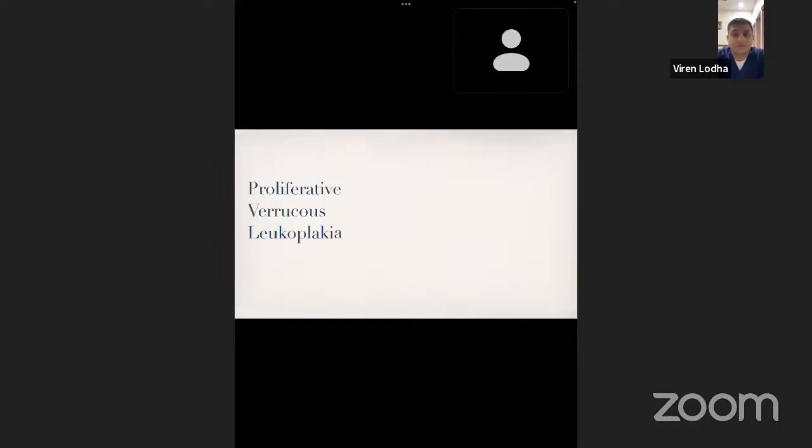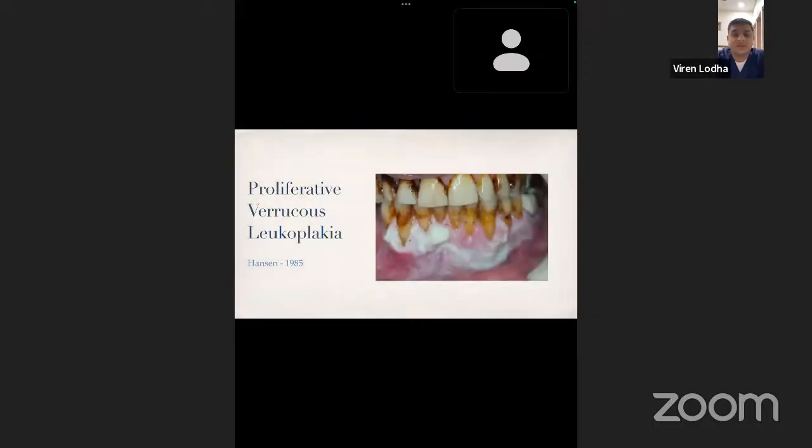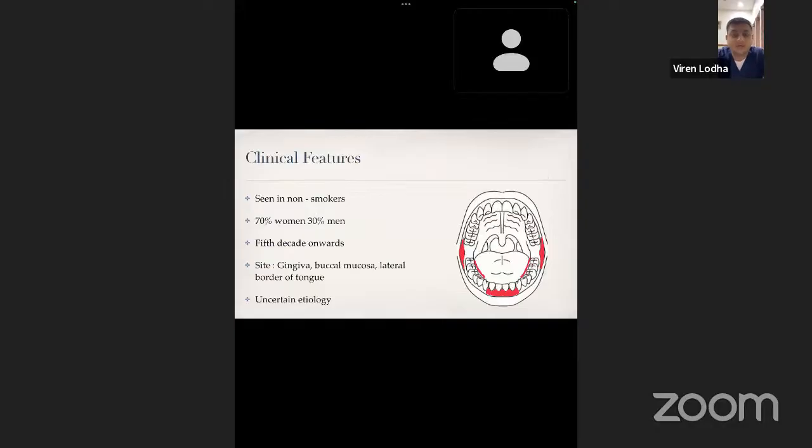Proliferative verrucous leukoplakia, a lesion described by Hansen in 1985. Proliferative, meaning it has the potential to enlarge, develop, and affect new areas. Verrucous, referring to its rough body texture. PVL stood apart from other leukoplakias because of its clinical features.